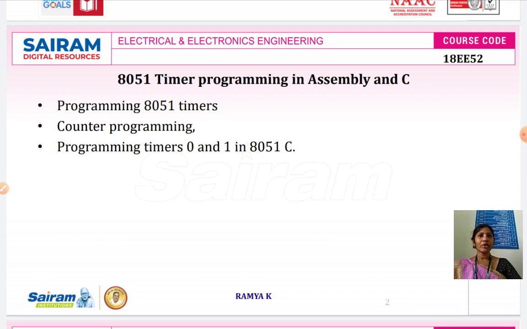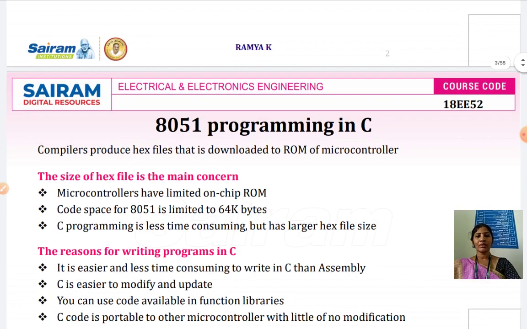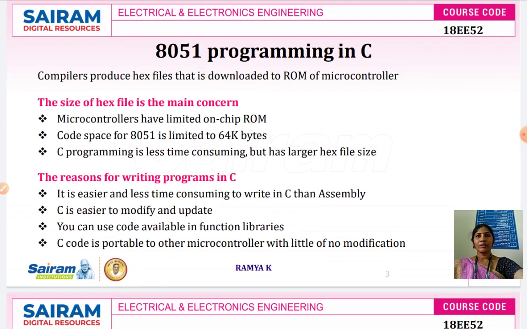The microcontroller has limited on-chip ROM. Therefore the size of the hex file is a major concern. When you write a C program and the compiler converts it into a hex file, the C code can produce a larger hex file, whereas the microcontroller has limited on-chip ROM. Therefore the size of the hex file is a major concern when writing C programs for the 8051. So all these things we have discussed.